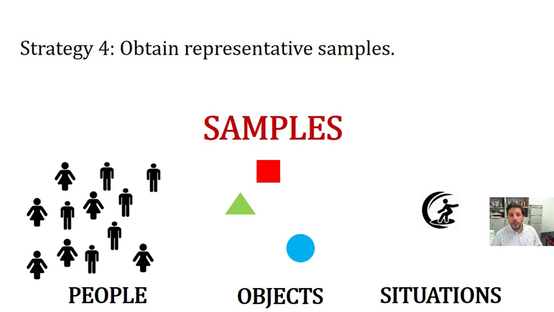The fourth strategy is to obtain representative samples. This is a very important issue, but it's also something that people with methodological background in psychology debate a lot. One of the things is that we need to obtain representative samples, but they shouldn't be representative in all aspects.